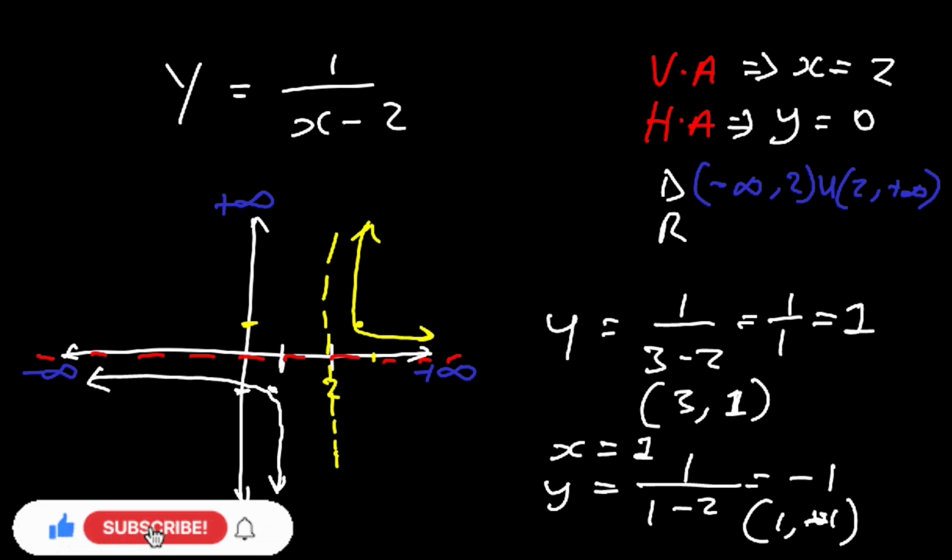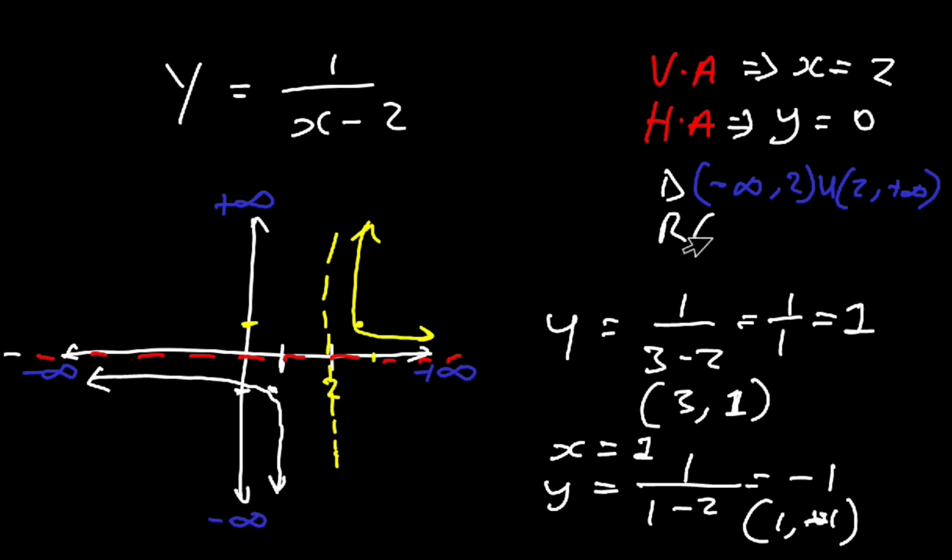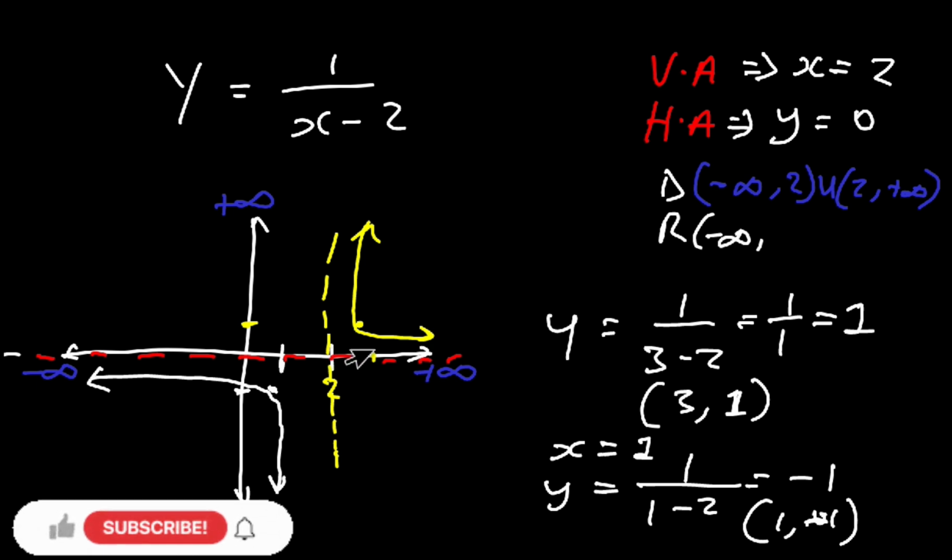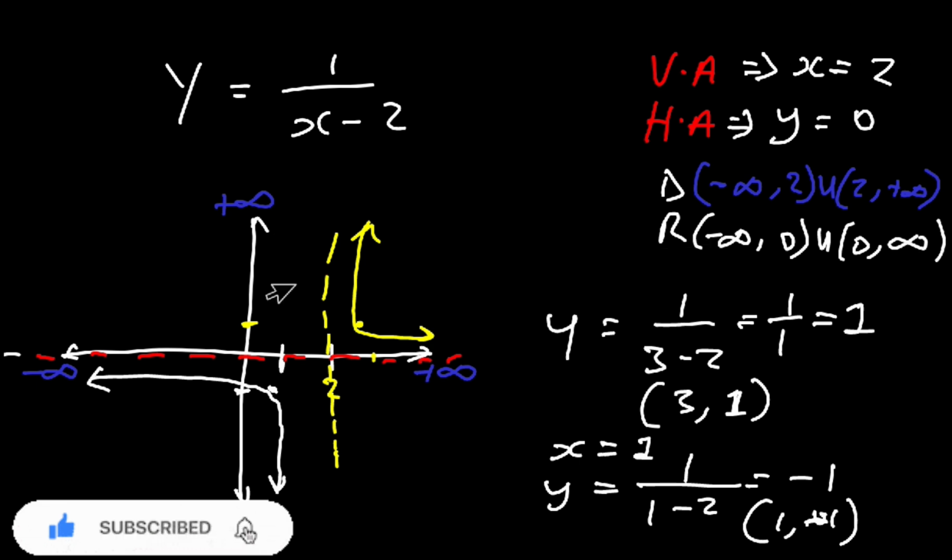Now what about the range? To find the range, we remove the horizontal asymptotes. So it's going to be from negative infinity to 0. Then we're going to remove that 0, union 0 to positive infinity. And then this is the range of this function.